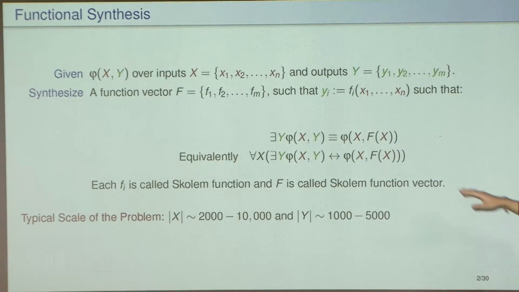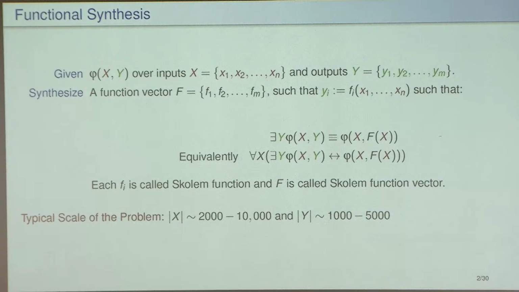This is, of course, a very well-known notion. Each of these functions is called a Skolem function, named after the famous logician Skolem, and this set of function vectors is called a Skolem function vector. The kind of problems we are interested in have about 2 to 10,000 X variables and 1 to 5,000 Y variables. This is what the scalability of the tools can handle right now.